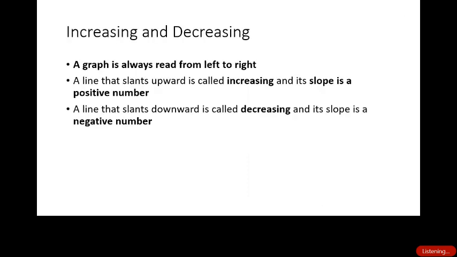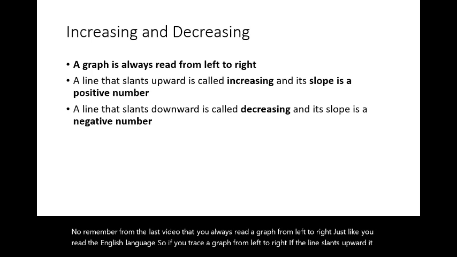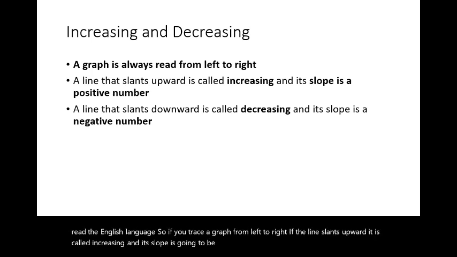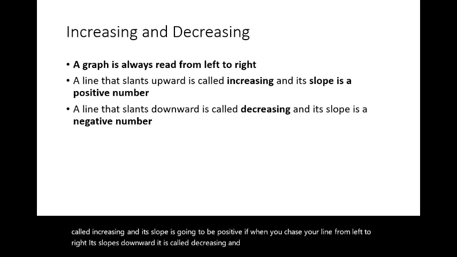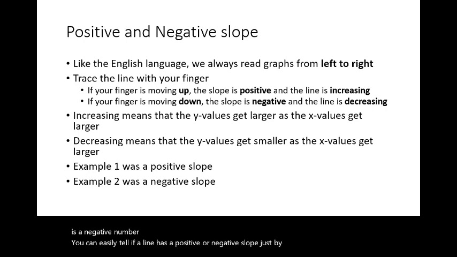Now, remember from the last video that you always read a graph from left to right, just like you read the English language. So if you trace a graph from left to right, if the line slants upward, it is called increasing, and its slope is going to be positive. If when you trace your line from left to right, it slopes downward, it is called decreasing, and the slope is a negative number. So you can easily tell if a line has a positive or a negative slope just by tracing it from left to right with your finger.